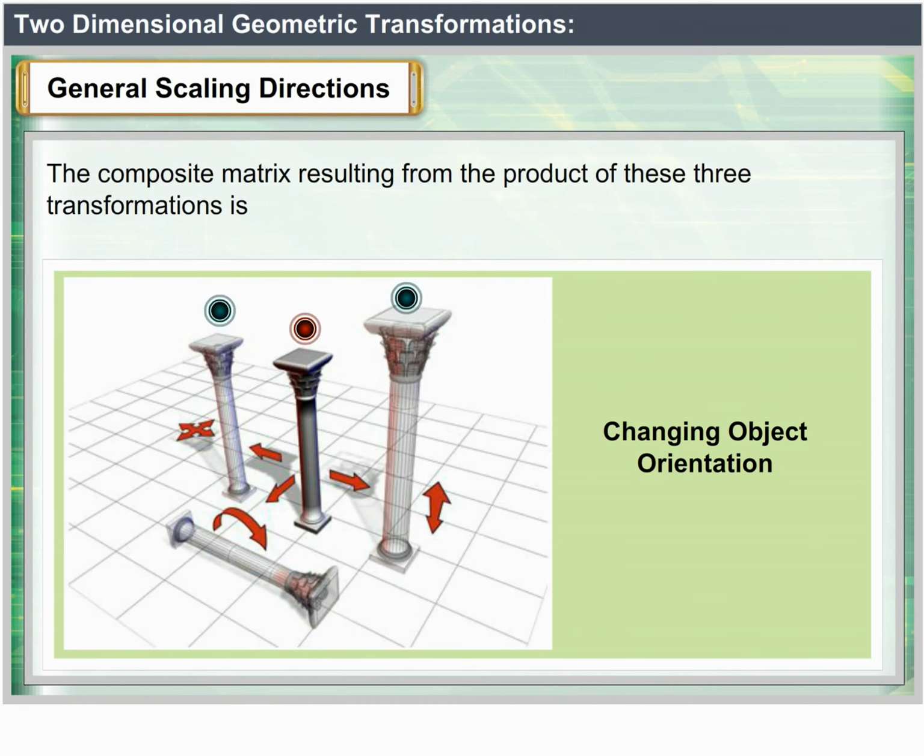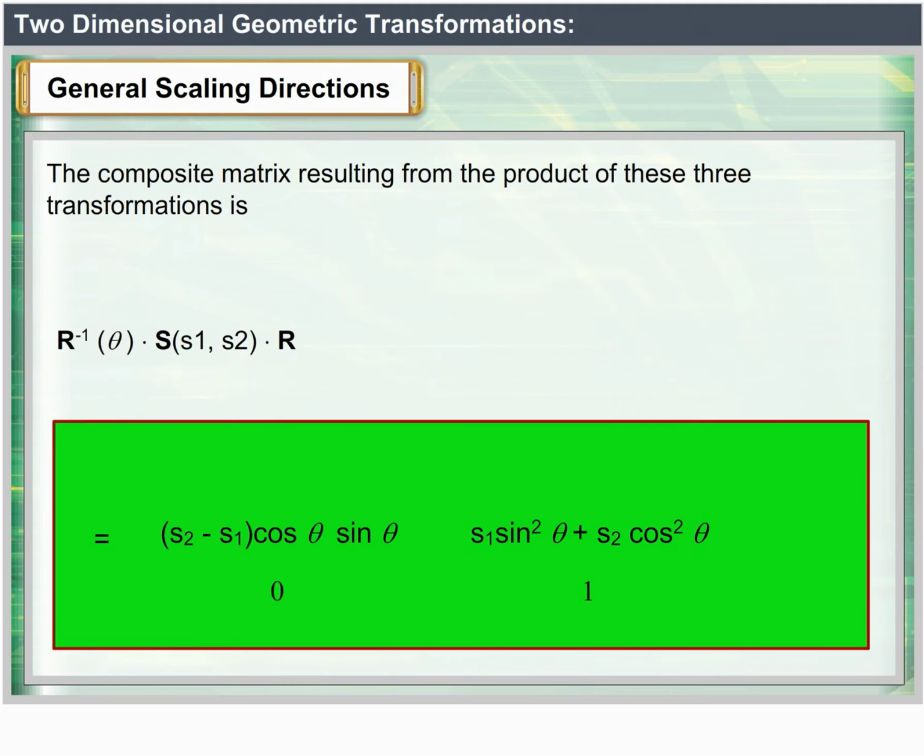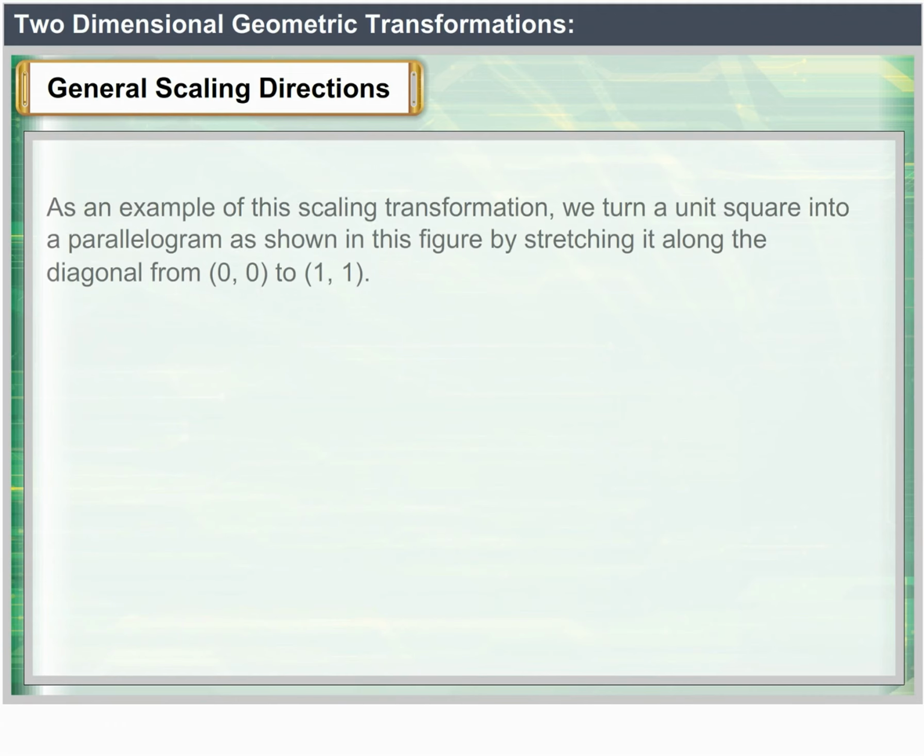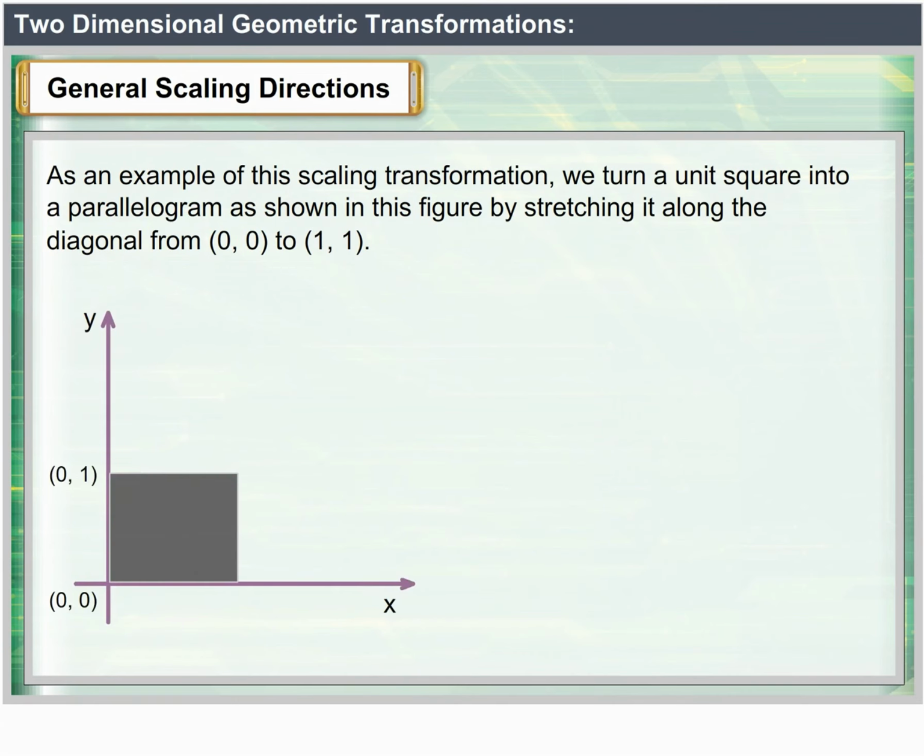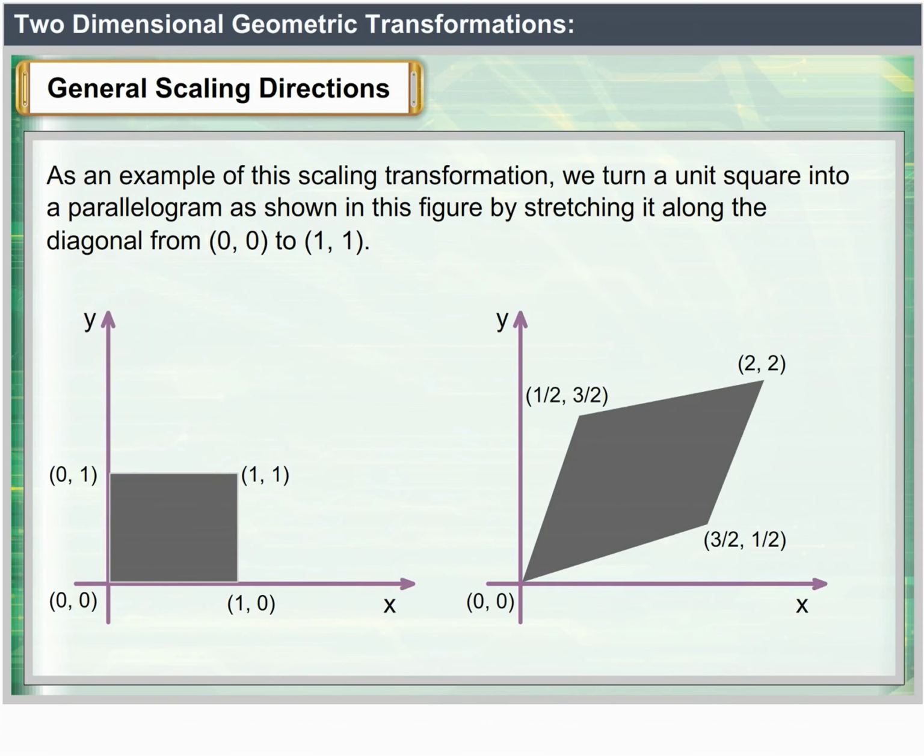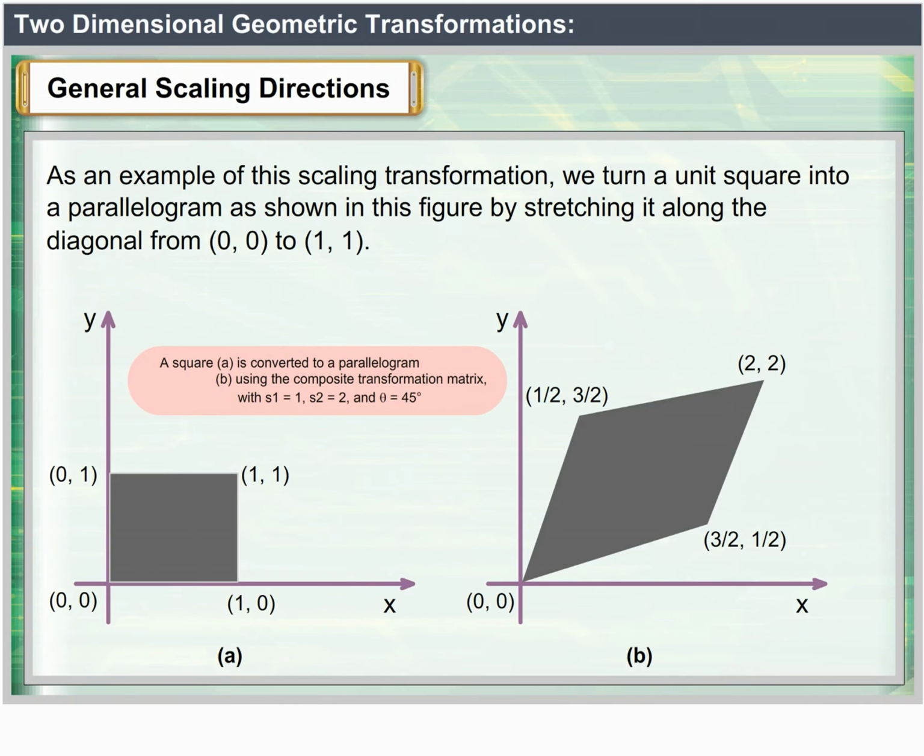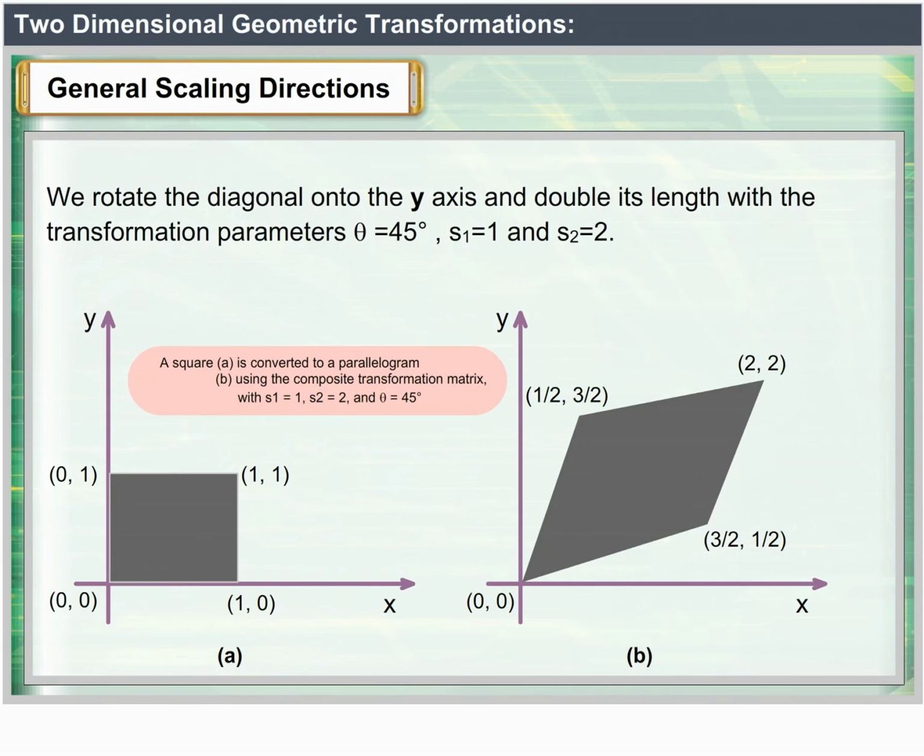As an example of this scaling transformation, we turn a unit square into a parallelogram as shown in this figure by stretching it along the diagonal from (0, 0) to (1, 1). This figure shows a square converted to a parallelogram using the composite transformation matrix. We rotate the diagonal onto the y-axis and double its length with the transformation parameters theta equals 45 degrees, S1 equals 1 and S2 equals 2. We assume that scaling was to be performed relative to the origin.